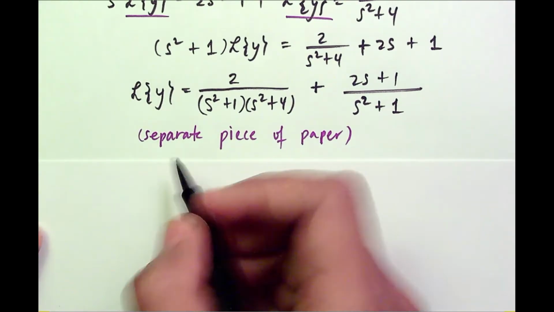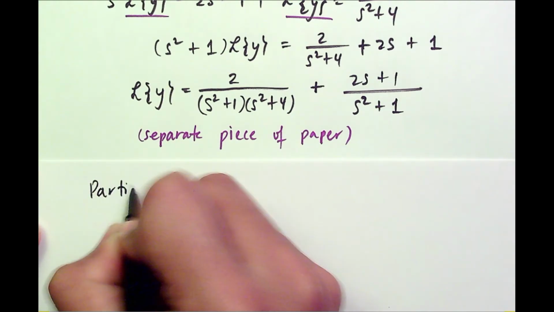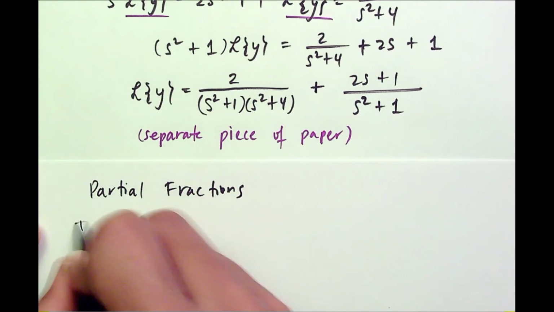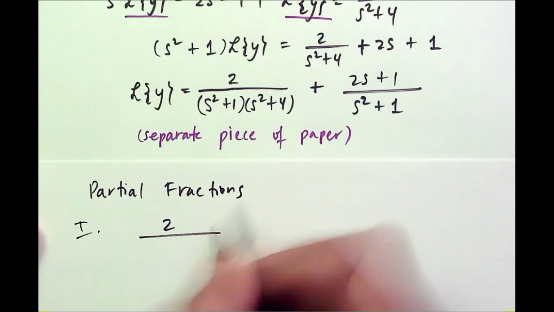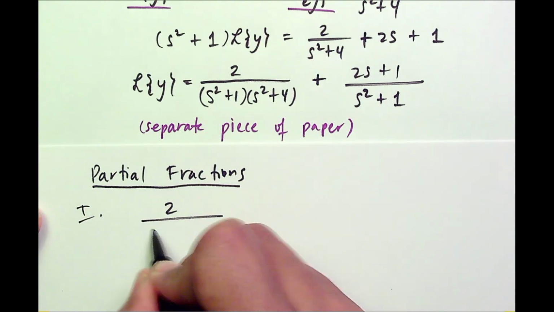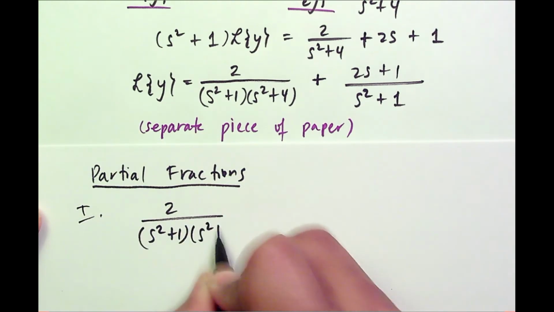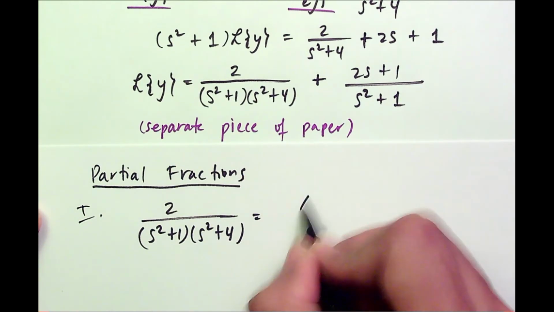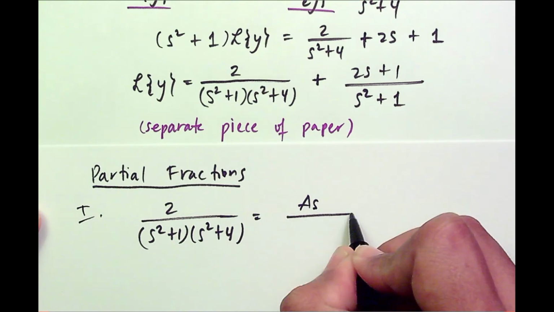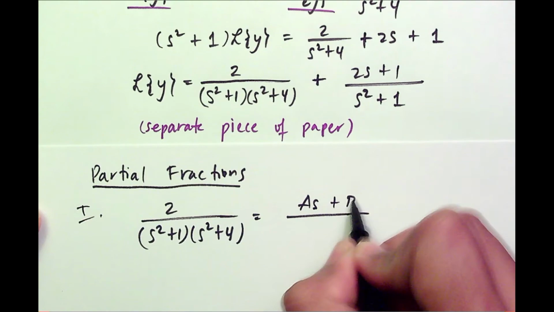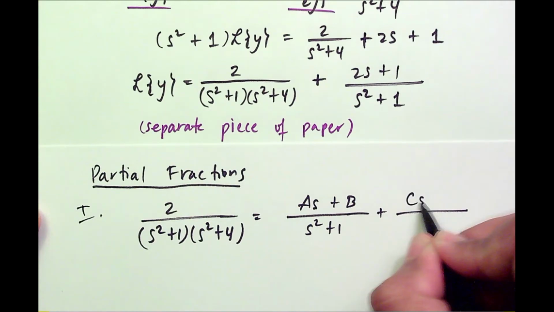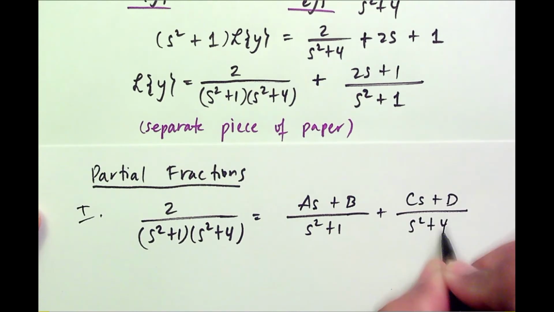We're trying to do partial fractions for both of these. So first for, let's say this one, for 2 over s squared plus 1 times s squared plus 4. This is going to be as plus b over s squared plus 1 plus cs plus d over s squared plus 4.